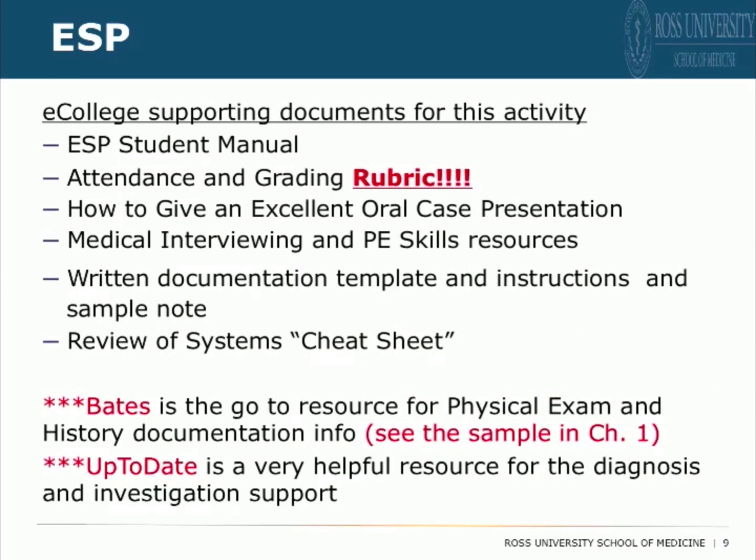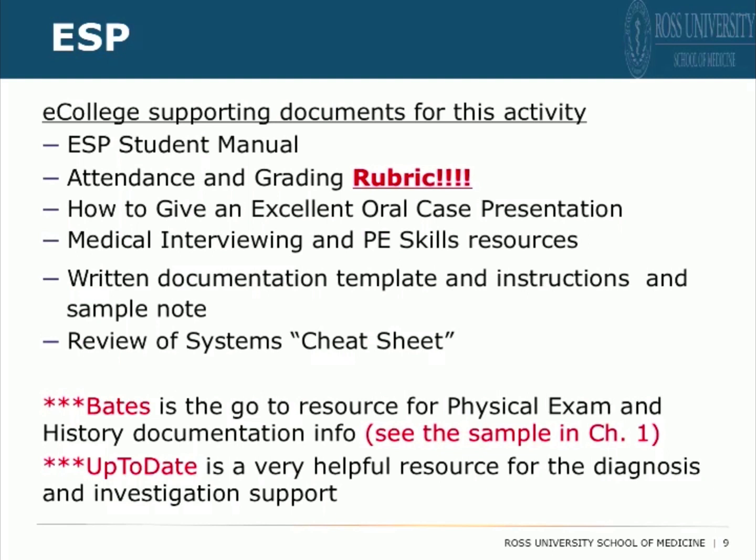All documents related to ESP are on eCollege. Please, once again, read the documents on eCollege in the ESP tab. There are quite a few things we have put together, with a lot of time and effort, to help improve and allow you to get the most out of this activity. One of the most important things I want you to read is the write-up rubric. This is how we grade your write-ups. Many students who struggle with write-ups really improve quite dramatically just by reading the rubric. So that's a very good place to start if you want to score well on the write-ups.